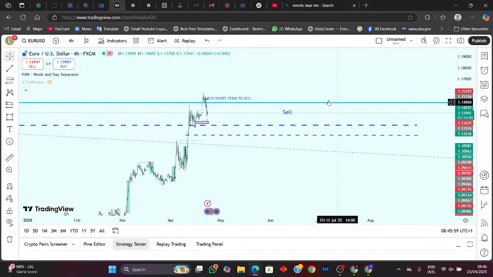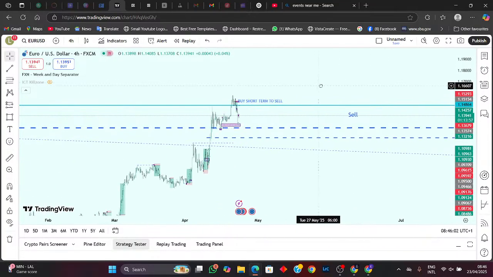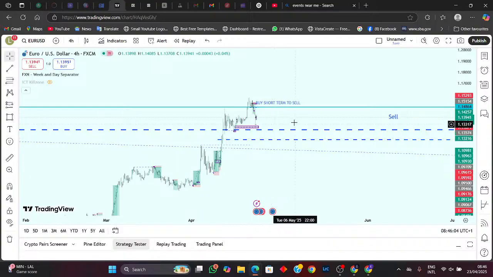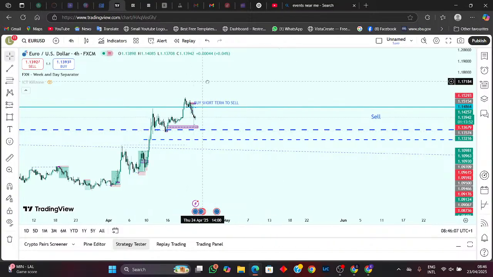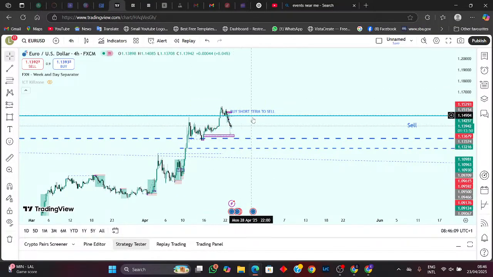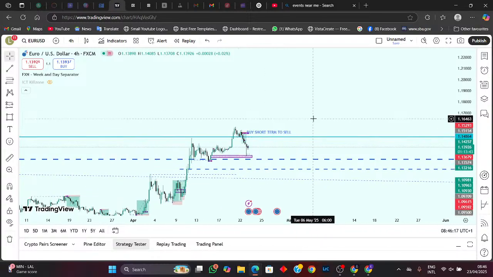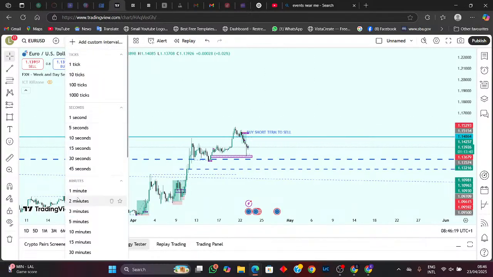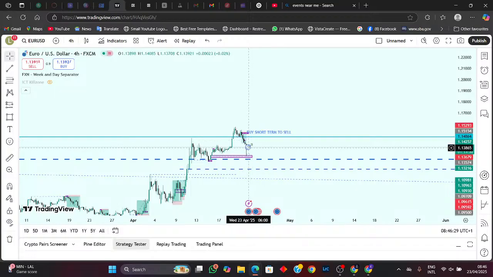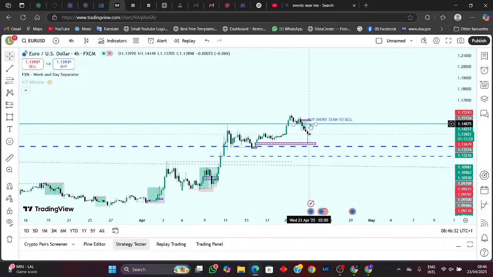Whenever you're doing your analysis, you want to keep things simple. So this is just the point we'll be focusing on. All right, so that is what I can see on the higher time frame. So let's see what the market is going to do today, following the New York session. Let's see what the market is going to do in the New York session.